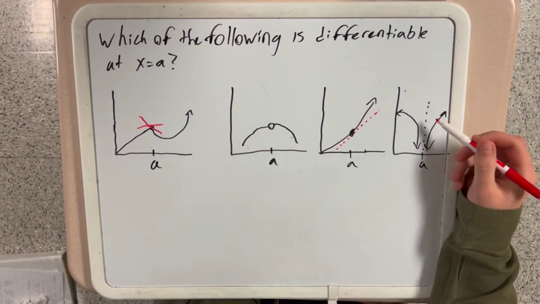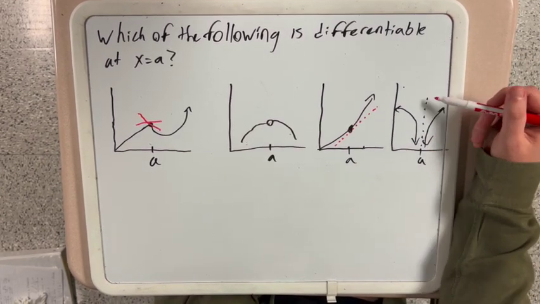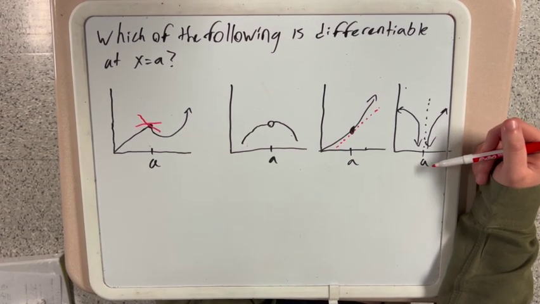And then looking at the last answer choice, we see here that we have an infinite discontinuity in the form of an asymptote at x equals a. So we will not be able to draw a tangent line here.